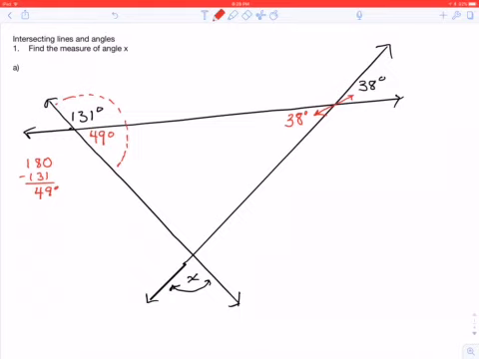Well, the sum of the three angles of a triangle always add to 180. So to find this third angle, it's 180 minus the sum of the other two angles. So it gives me 93 degrees. Well, angle x is vertical to that third angle, so the measure of angle x is also 93 degrees because vertical angles are equal.